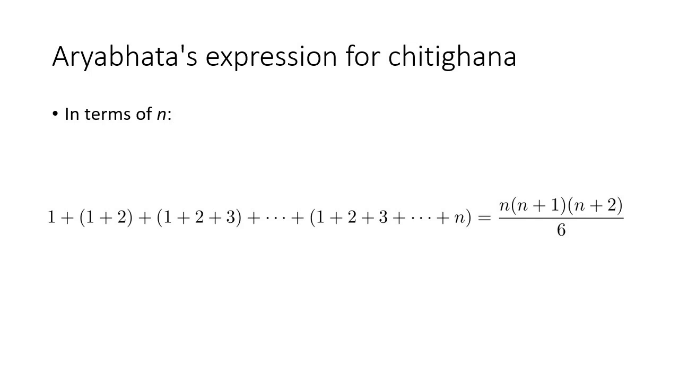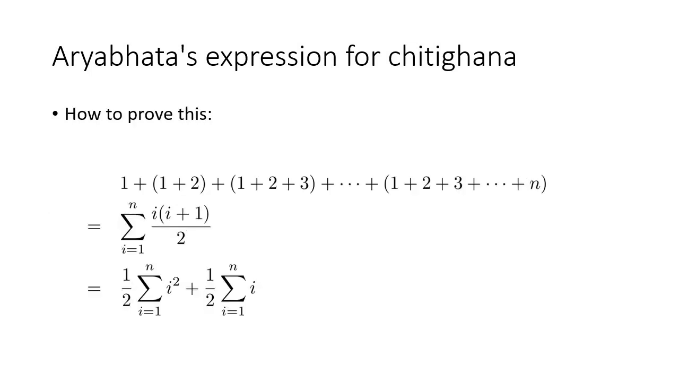You can prove this because you know the relation for the sum of i going from 1 to n, and basically each term in this is such a summation. So 1 plus 2 and 1 plus 2 plus 3. You can apply this, and when you evaluate this, you need to evaluate the sum of i square and the sum of i, and we know the expressions for these, and with this you get the expression for the Chitighana given by Aryabhata, n times n plus 1 times n plus 2 over 6.